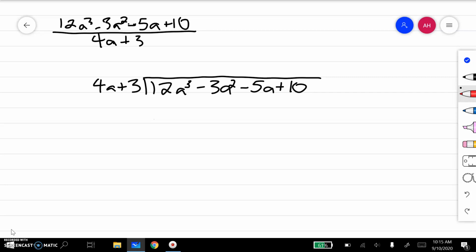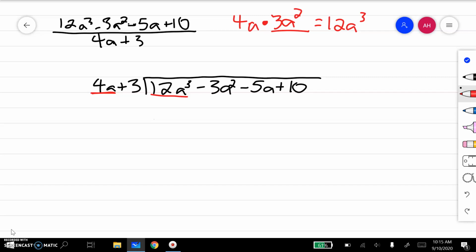A lot of this is similar to how you would do a regular long division problem with numbers. The first thing we do is look at just this 4a, and see what we need to multiply by to get 12a cubed. So you're just looking at the first term. Let me write this over here so we can see. I'm saying 4a times something is equal to 12a cubed. To get from 4 to 12, we need to multiply by 3. And if we only have one a and we need 3 altogether, that means we need 2 more, so I'm going to use a squared.